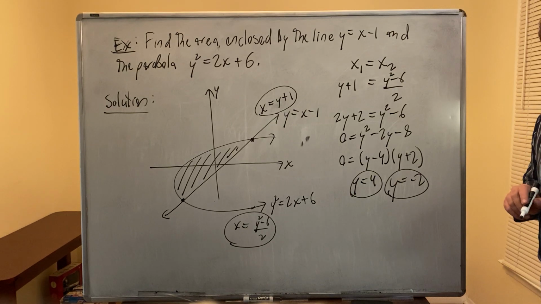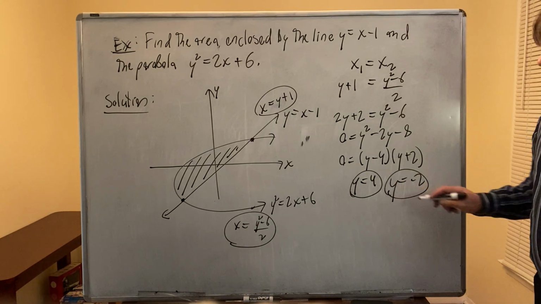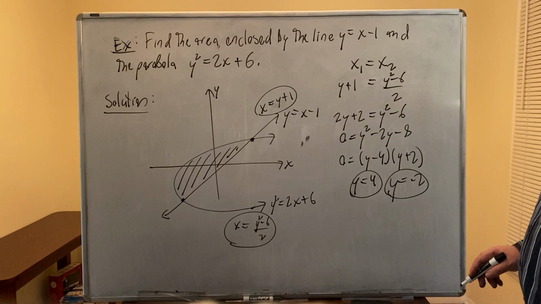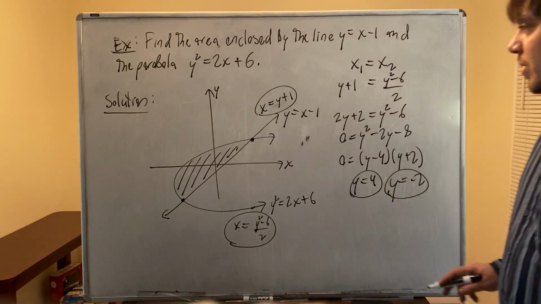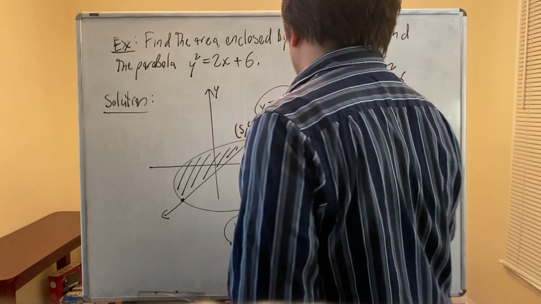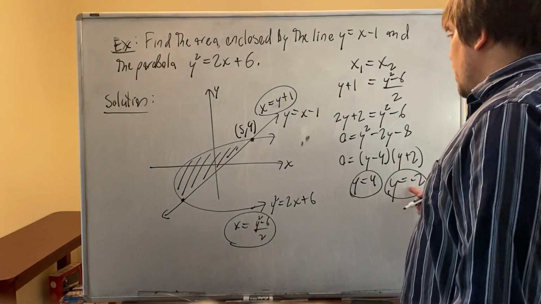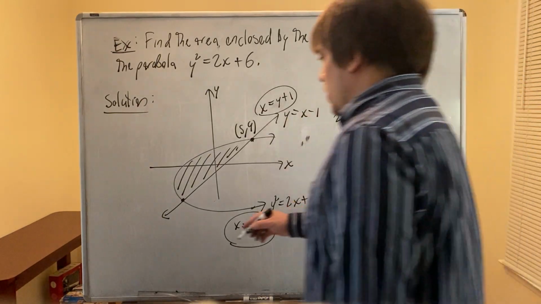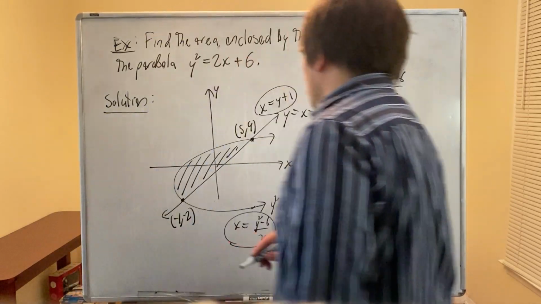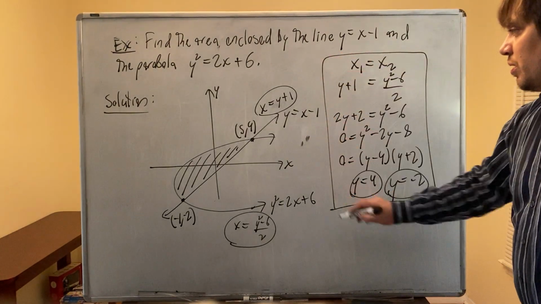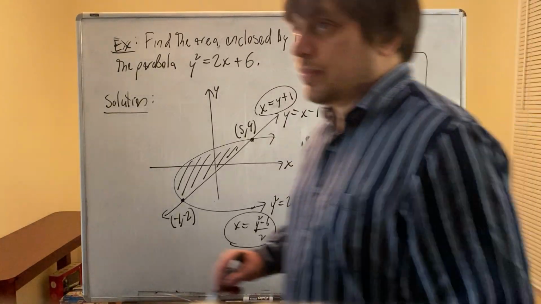Okay? So those are the two y values where x1 equals x2. If y equals 4, then x equals 5. So you have 5 comma 4 here. Now if y equals negative 2, then x would be negative 1. So you get negative 1 comma negative 2. Okay? And so those are the two intersection points. With this work, you find those two intersection points.